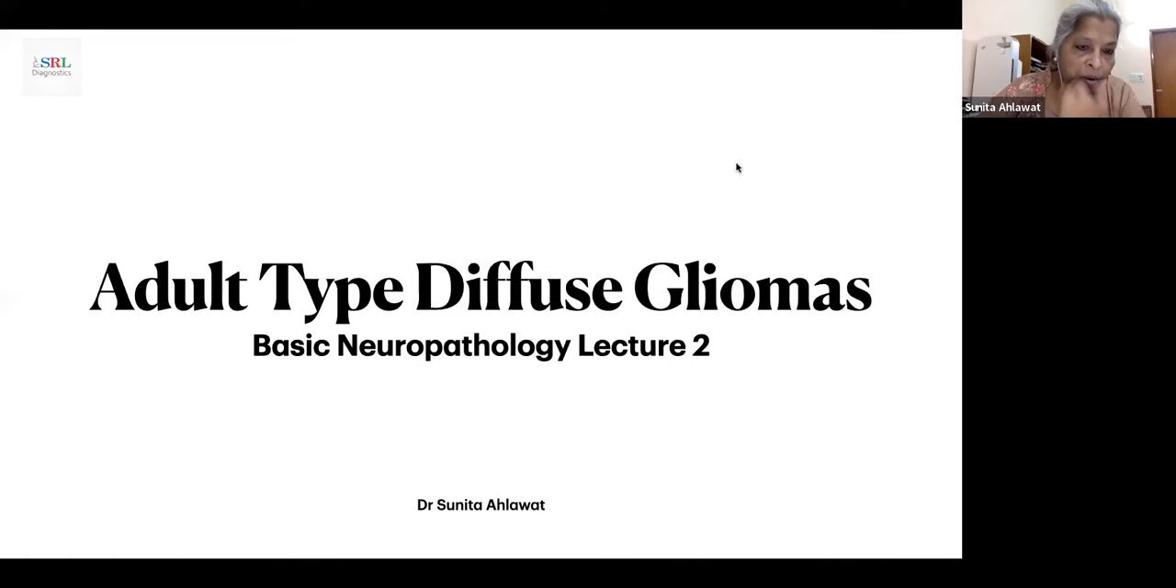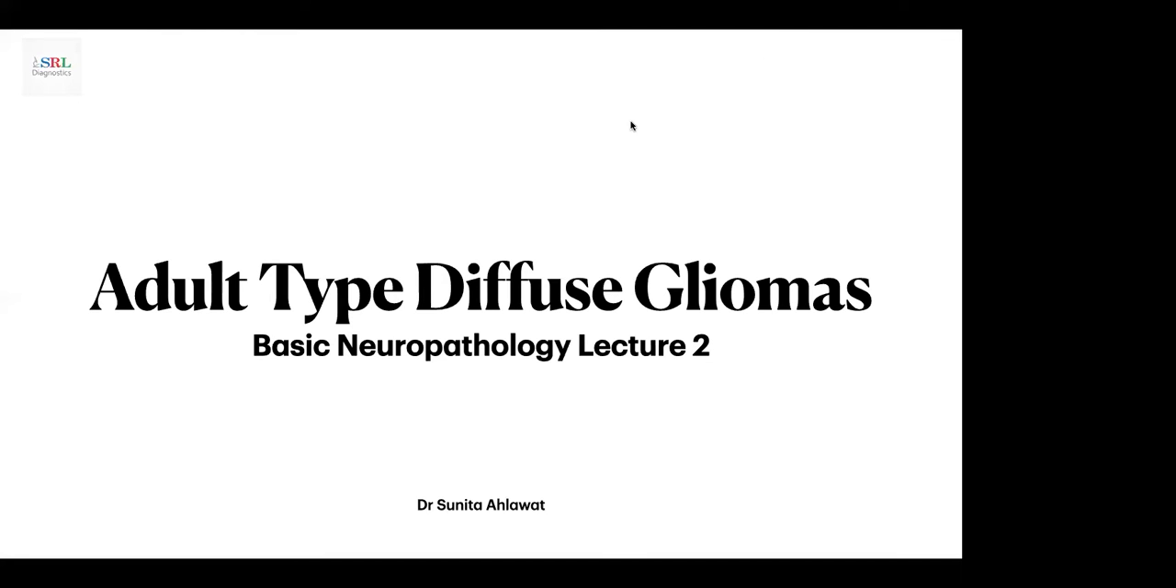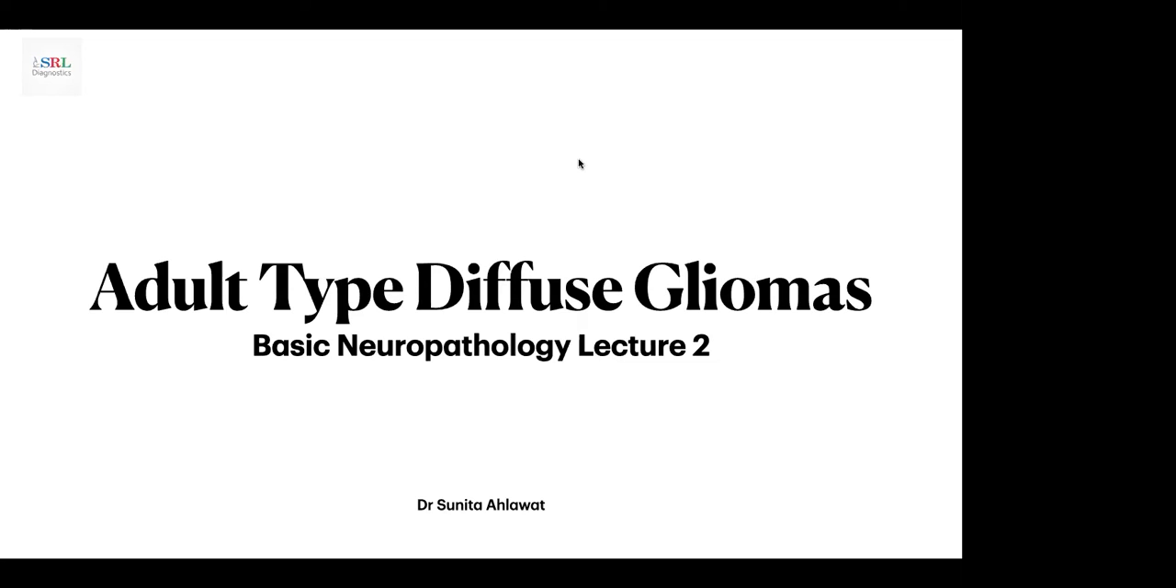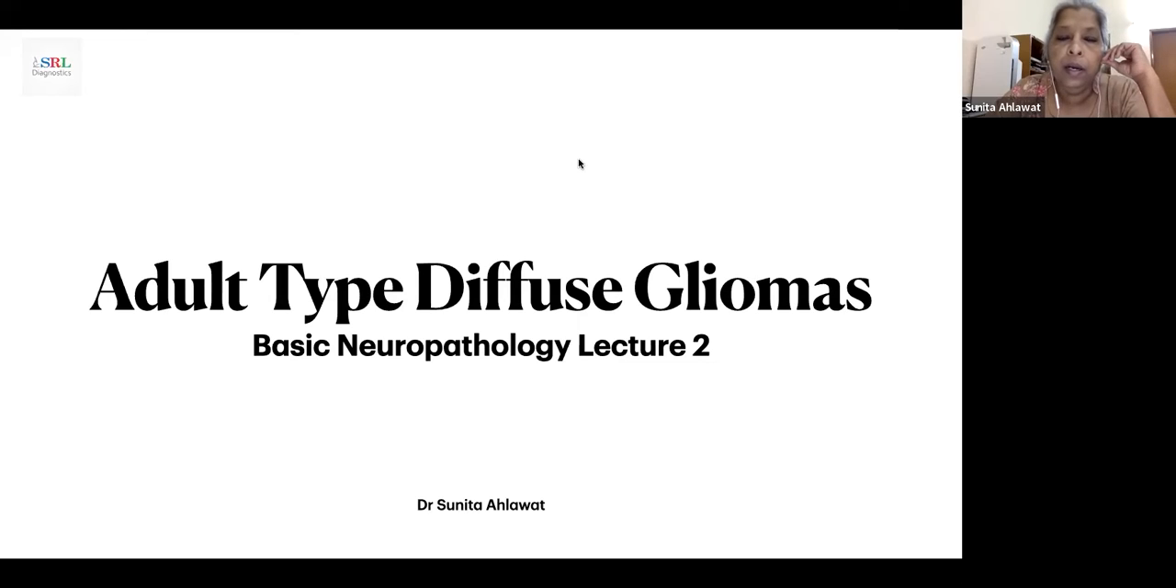Today's talk will be more theoretical than cases. So let's start. I'm going to cover the adult type of diffuse gliomas, which, as I told you, are of two types: the IDH mutant and IDH wild type. Today I am covering the IDH mutant type, and IDH wild type is the glioblastoma, which is the commonest tumor.